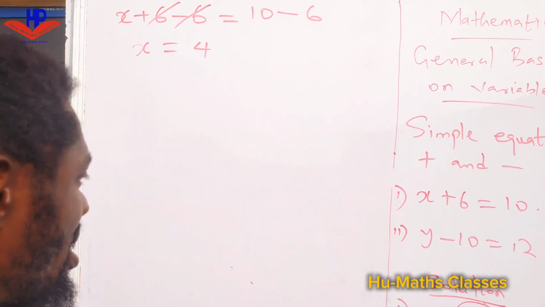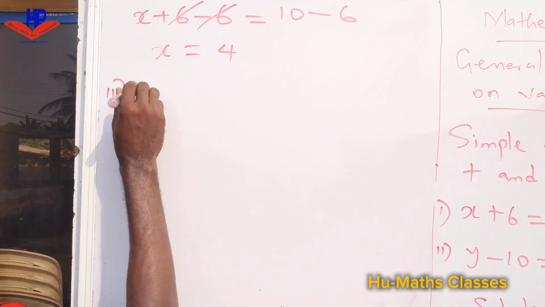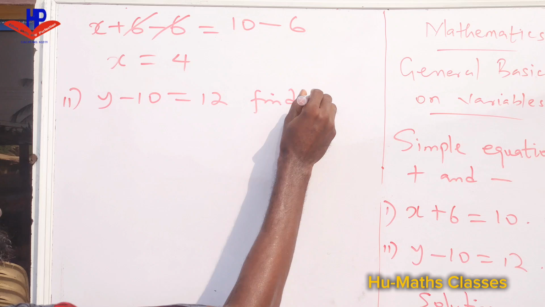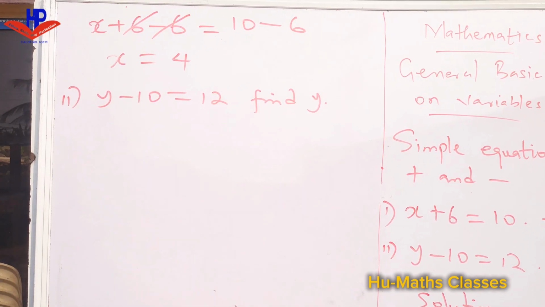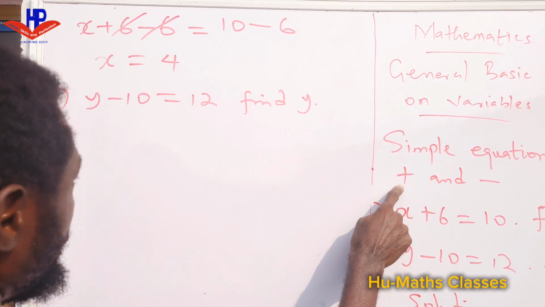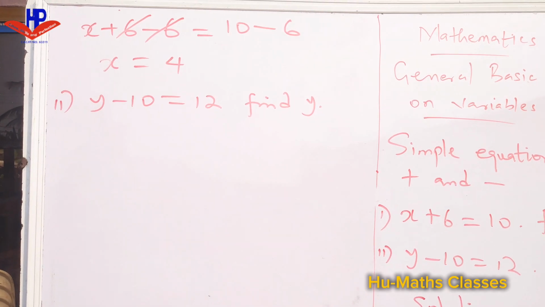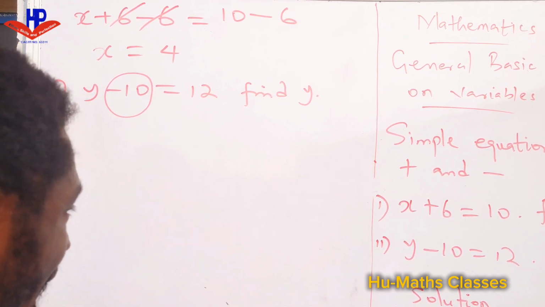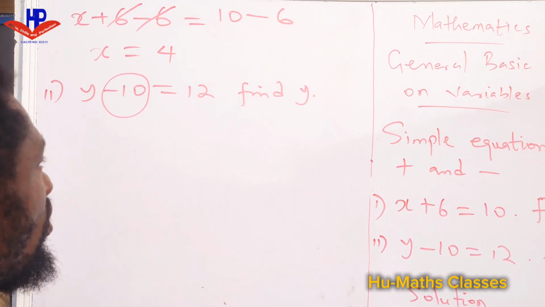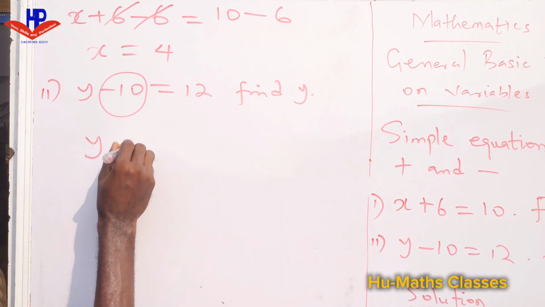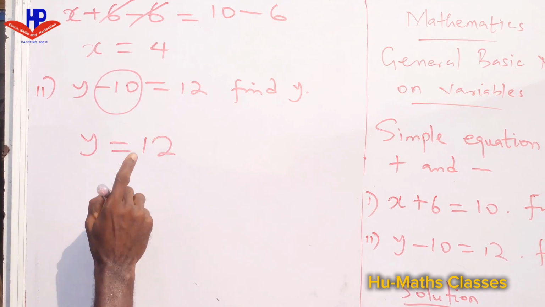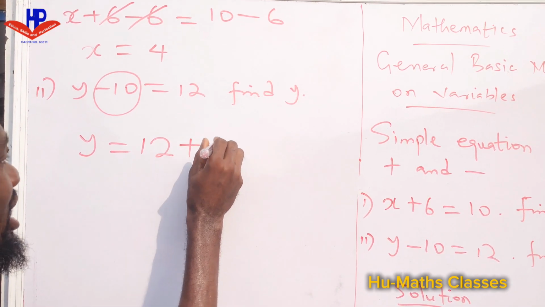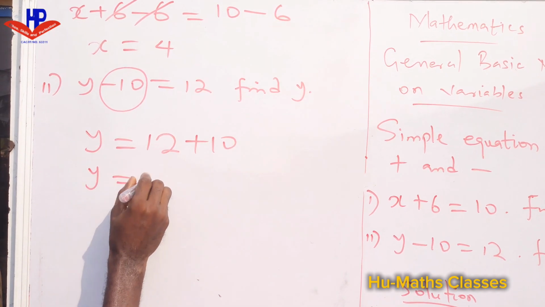Let's deal with the number 2 problem. Number 2 says y minus 10 is equal to 12. You're asked to find y. Remember that the opposite of minus is plus. Now, we want to find y, and y has a barrier, and that barrier is minus 10. So I'll need to carry minus 10 to the other side of the equation. So I'll have y is equal to 12. Do not displace the 12. Minus 10 is coming, so it becomes plus 10. So y will be equal to 22.